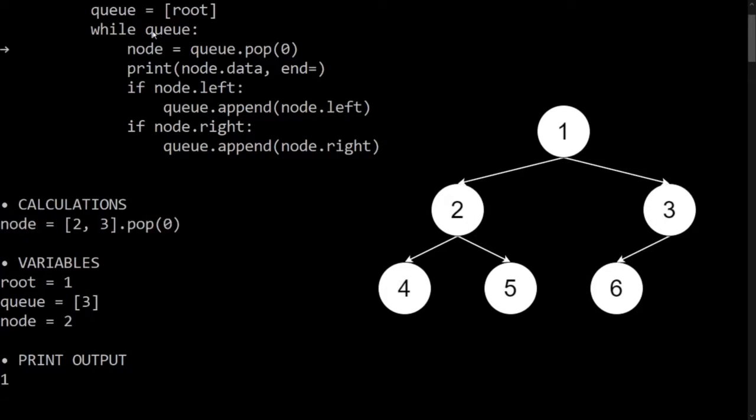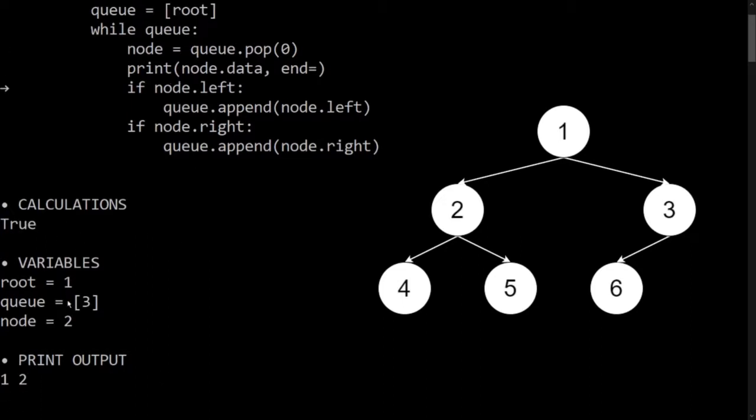For the next iteration, the queue is non-empty, so before this statement the queue will look like this: 2, 3. It is not empty, so it will enter the while loop again. It will pop the 0th element again. So this is the previous queue. It will pop the 0th element, so the queue will look like this, and node will carry node 2. It will print node 2.